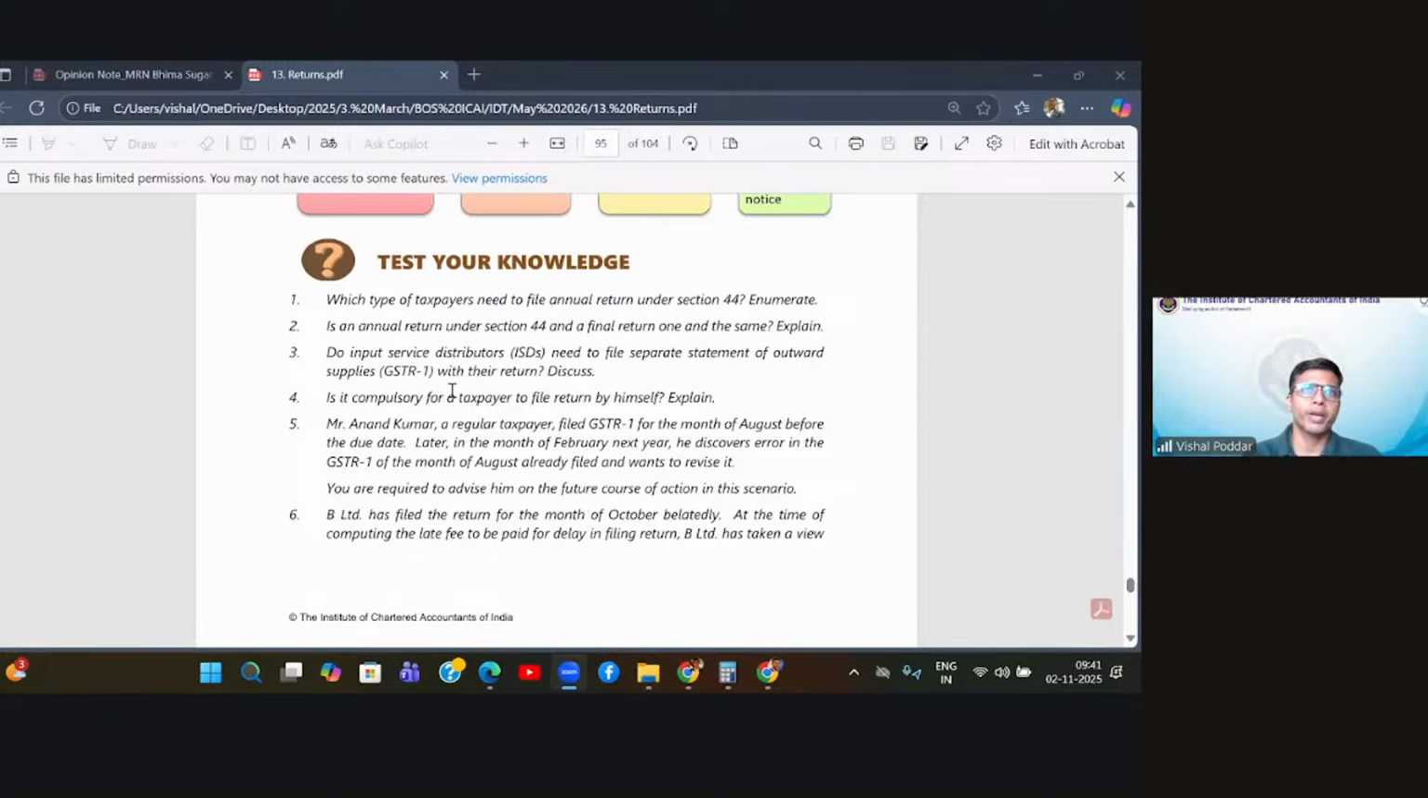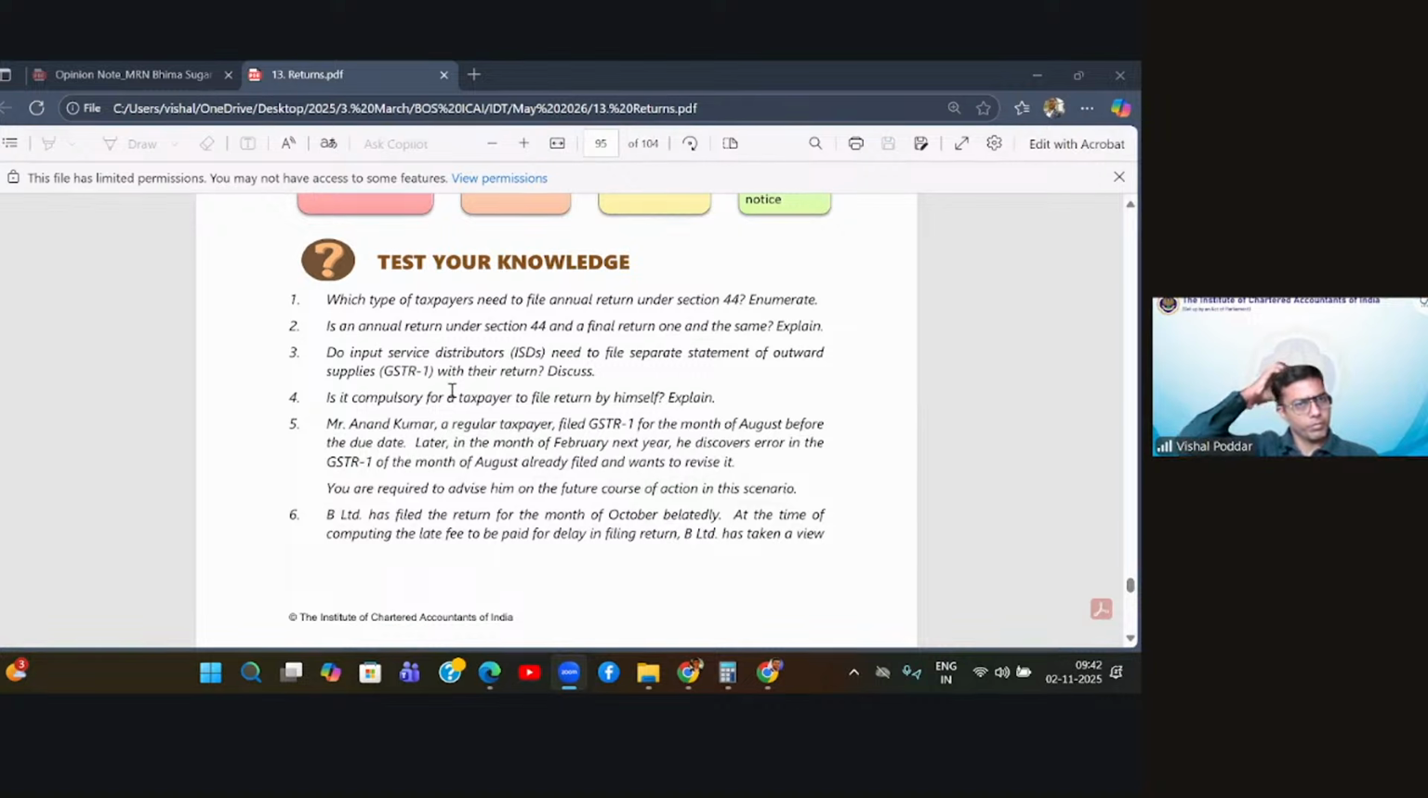In fact, there is no supply itself, the biggest point. See, when they are distributing credit, it is not that they are showing that it is an outward supply. For ISD, there is no outward supply. For ISD, it is simply using the ratio of the turnover of the branches to distribute the common ITC to those branches. Fine. Next question.